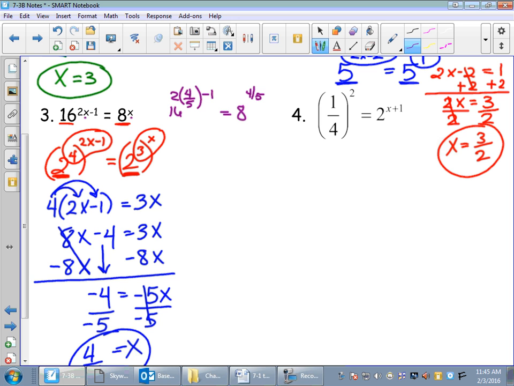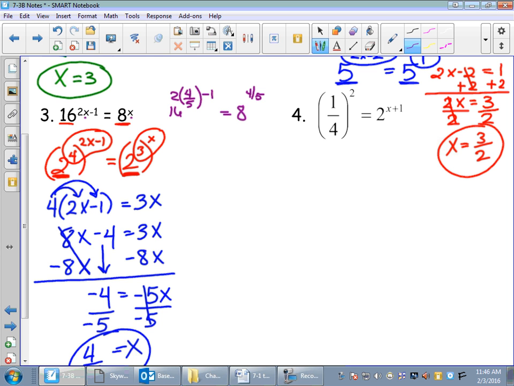So if you take 2 and times it by 4/5, subtract 1 from it, you end up getting 0.6. 16 raised to the 0.6 power is 5.27. And 8 raised to the 4/5 power is 5.27 as well. So because they both give you the same ugly decimal, it works.